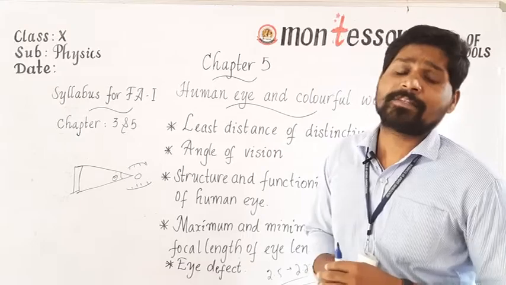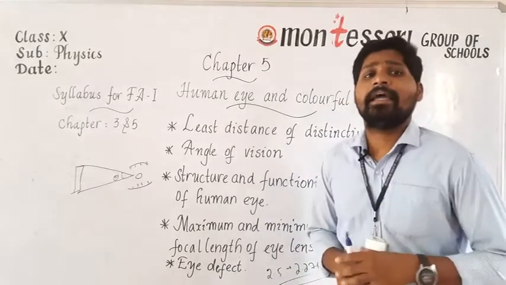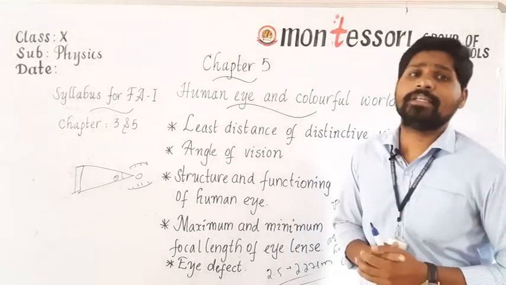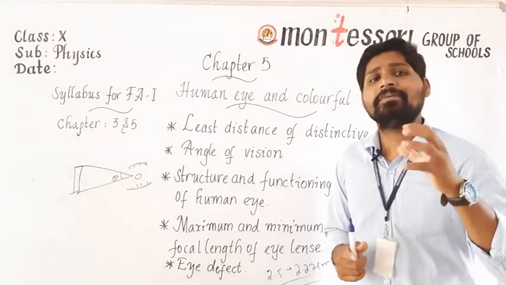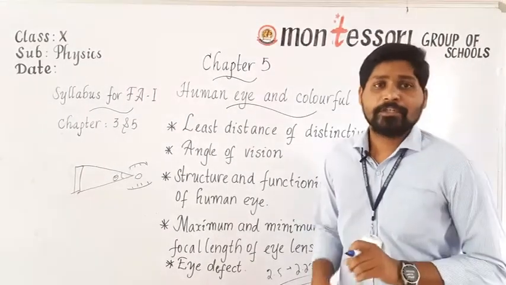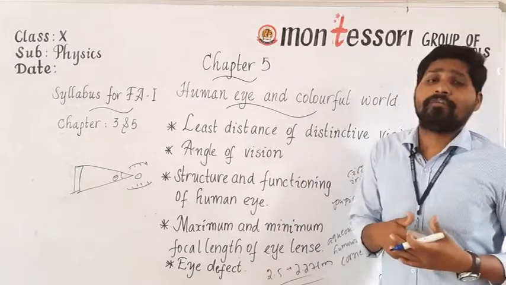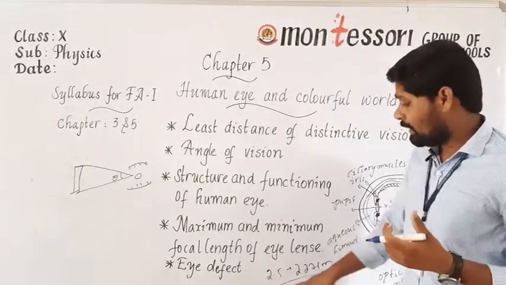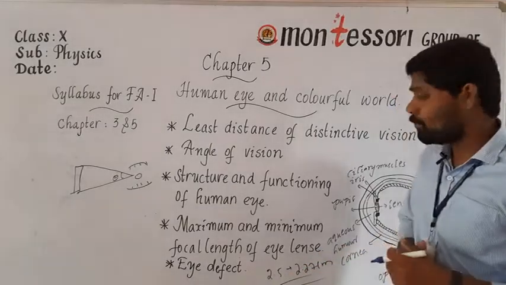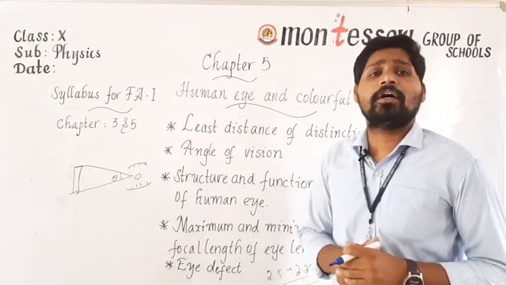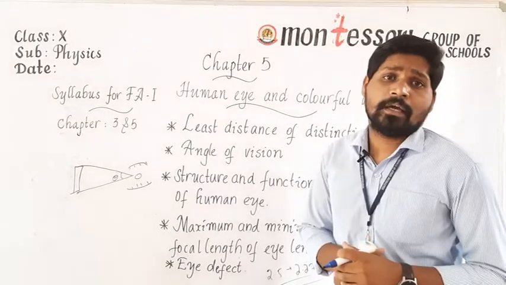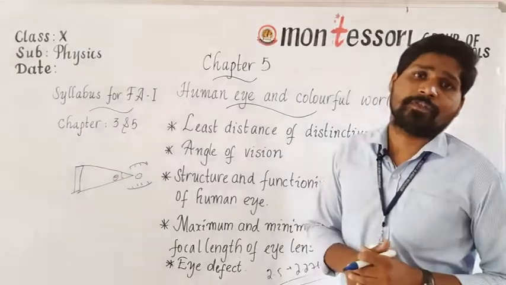Then you may get the maximum focal length of the eye lens as 2.5 centimeters and the minimum focal length of the eye lens as 2.27 centimeters. In case of failing to adjust the focal length between 2.5 and 2.27, what will happen? The people may get the eye defects called myopia, hypermetropia, and presbyopia.